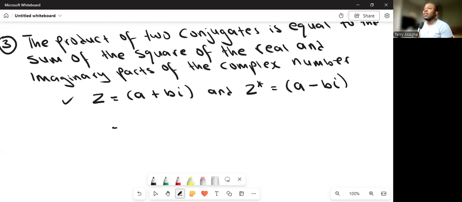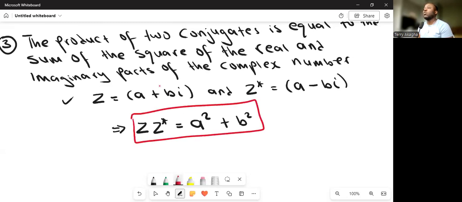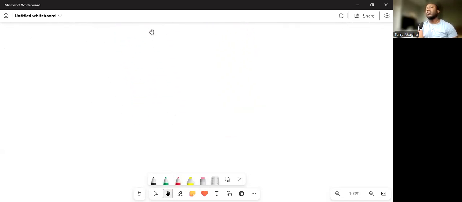So what we are saying is that when you now have Z multiplying Z asterisk, it's the same thing as saying A squared plus B squared. Okay? So when a number and its conjugate are multiplied, it's the same thing as saying the sum of the square of the real part plus the square of the imaginary part. All right. So let me pick an example here. I'll just pick one example in this video, then I'll give you some exercises to try.